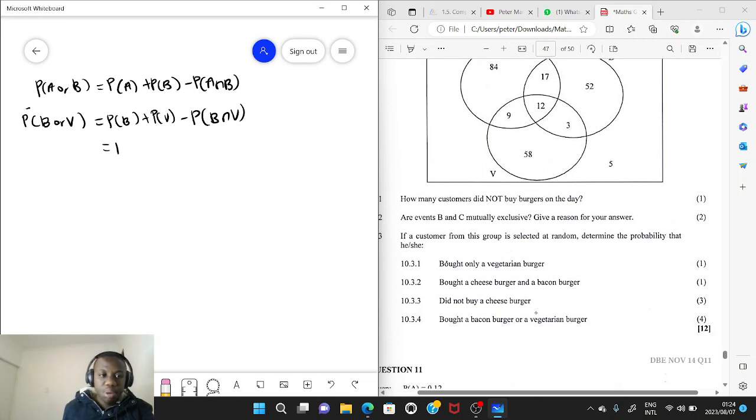And then you ask, what is the probability of V? What is the probability of B, right? So you go, you check the probability of B.